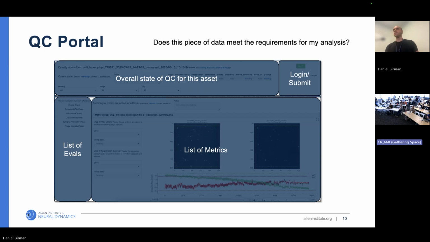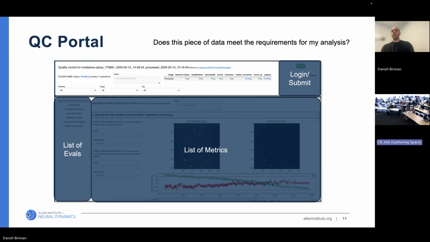In the top left, there's a panel that helps you quickly see the overall state of an asset. If nobody's said this already, by the way, a single data asset to us is one acquisition. So like one session of data. That could have multiple modalities. It could just be behavior. It could be behavior and ephys and ophys and whatever else gets attached. So there's a panel that shows you the overall state. We'll go through a demo of this in a second, so you'll see this again.